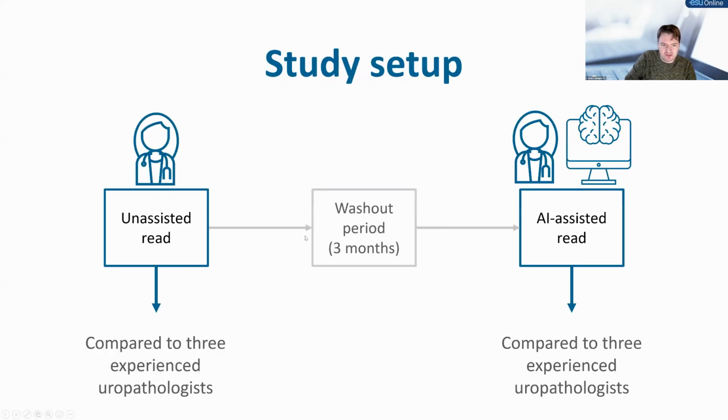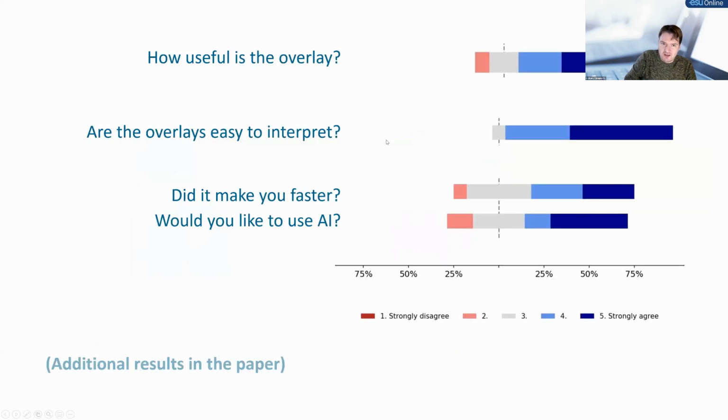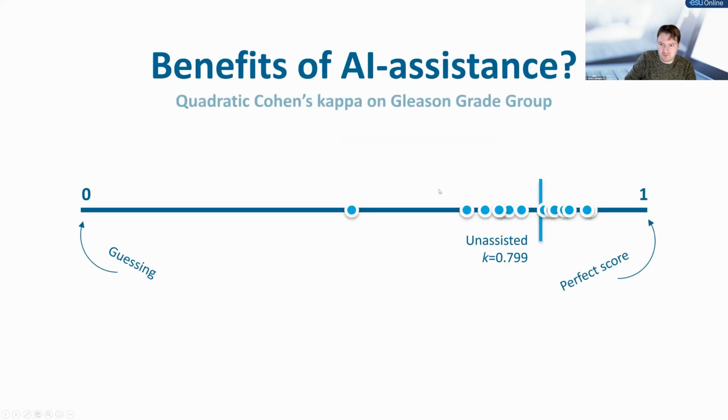So what we did is we asked a group of pathologists to look at a set of biopsies, unassisted without AI first. And after 3 months, they had to do this again. And this was how the interface looked. So they got the regular biopsy on the left and the AI output on the right. And we also asked them questions about how they liked working with the AI algorithm. And overall, I think many of them were pretty happy with it. And many of them would like to use it and thought it would make them faster and also more accurate.